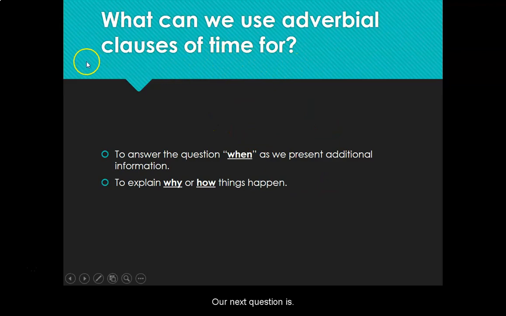Our next question is, what can we use adverbial clauses of time for? We can use them to answer the question when, as we present additional information, and to explain why or how things happen. It's time for some examples.